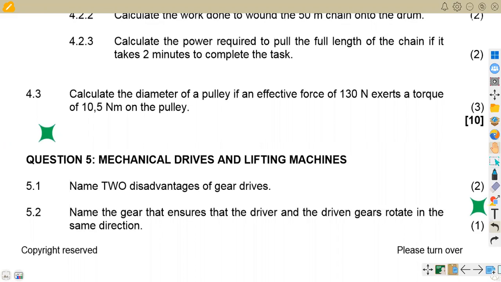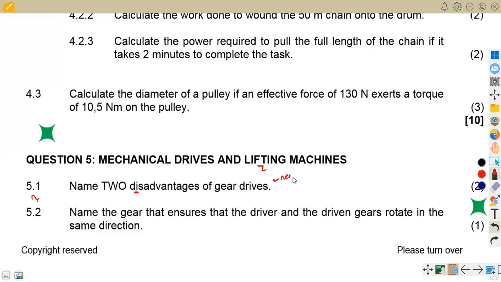So in this platform, we shall be focusing on the mechanical drives and lifting machines. From the question paper of November 2022, we are given on 5.1 to name two disadvantages of gear drives. Okay, what are the disadvantages? Not advantages, but disadvantages. Okay, so we know these ones.